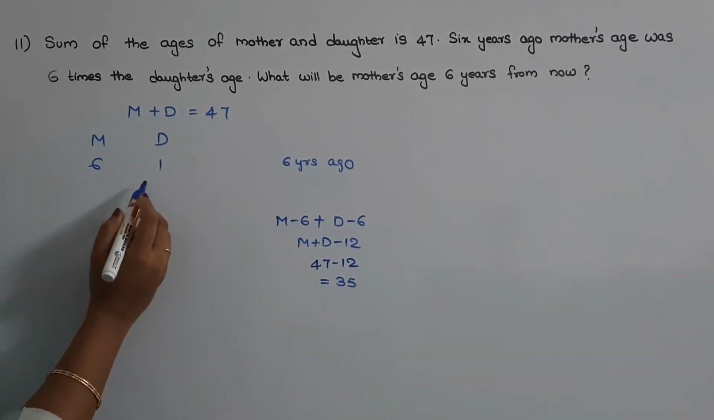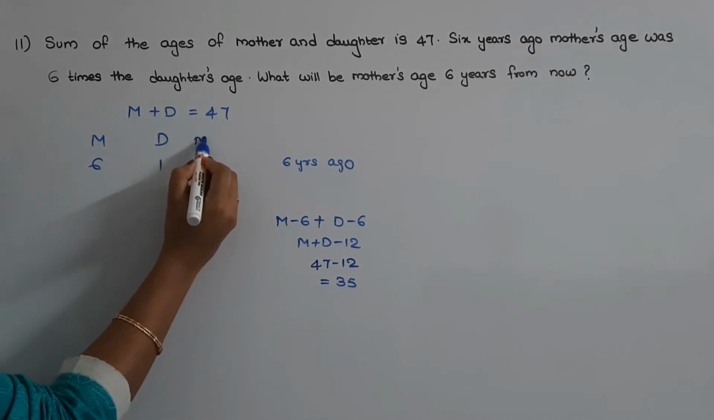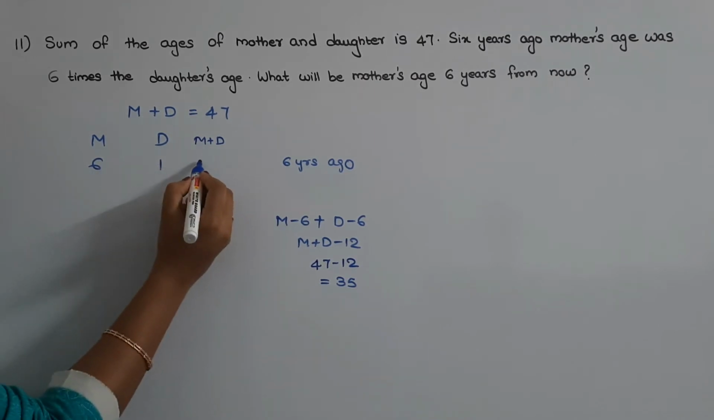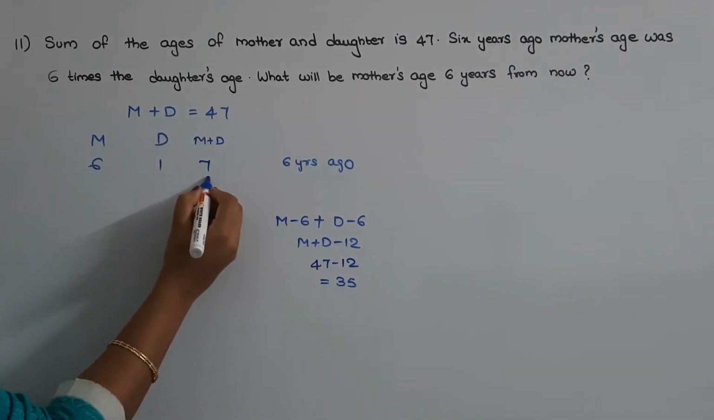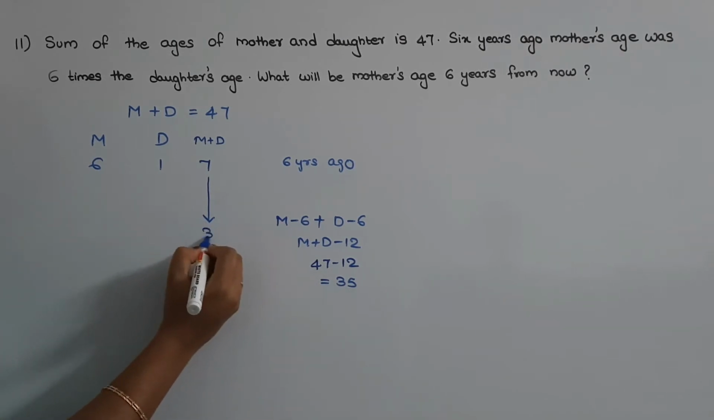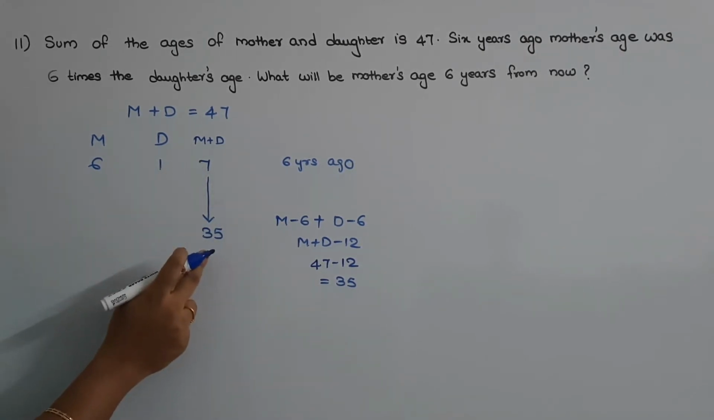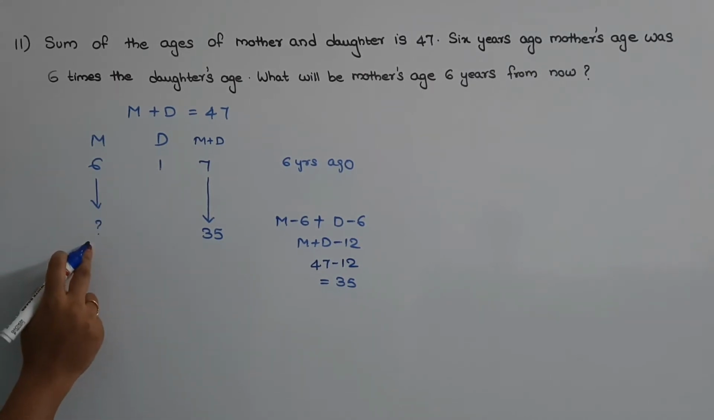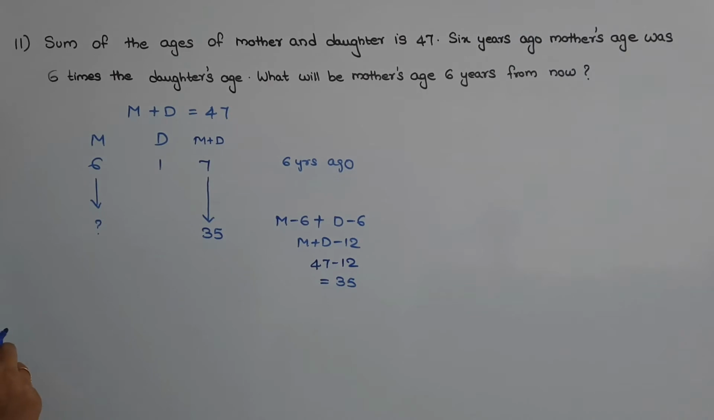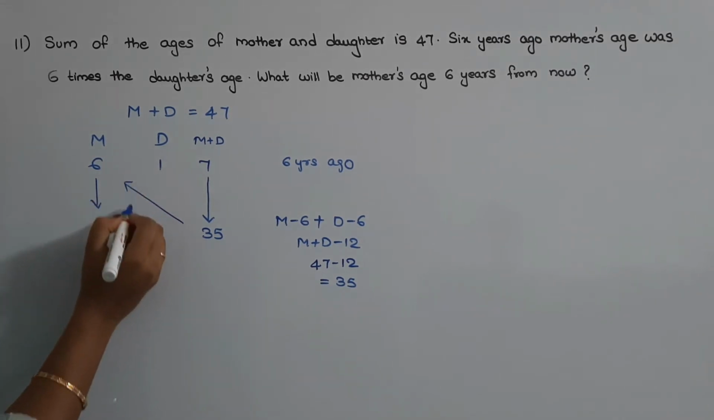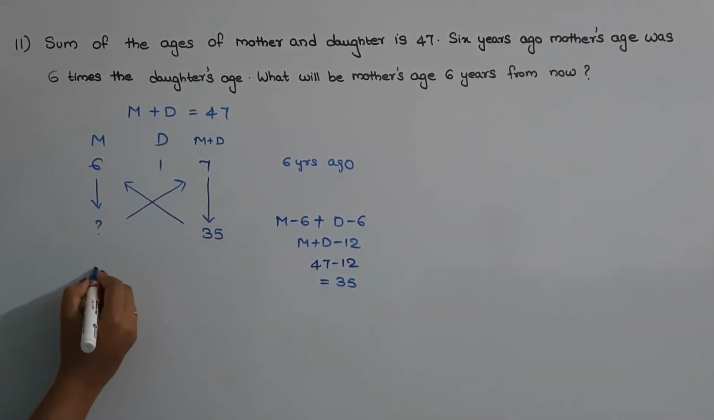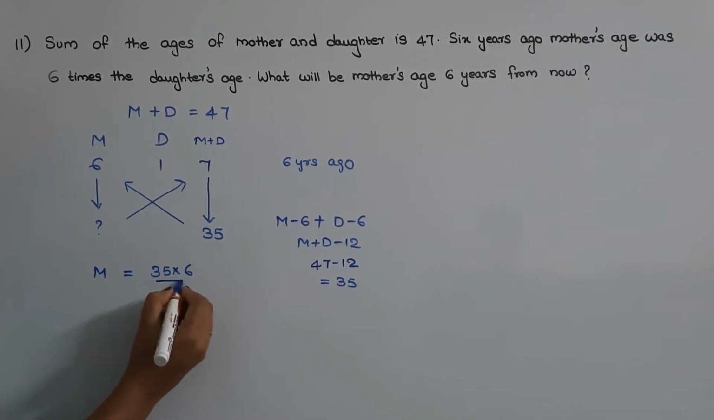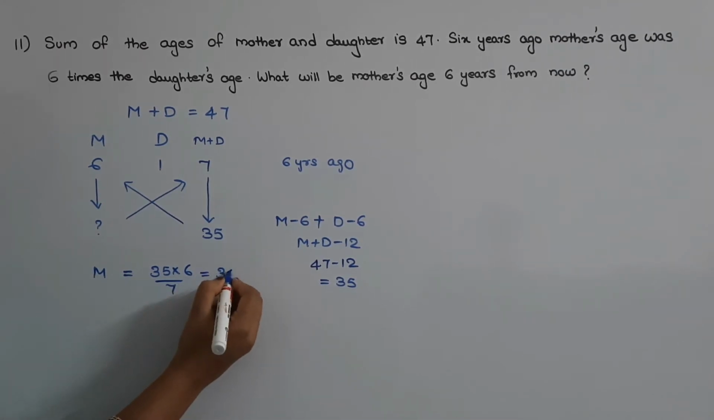Now let us find the sum of the ratios of their ages. The sum of the ratios will be 6 plus 1, that is 7. Now let us represent this 7 as this 35. If 7 can be represented as 35, then how can we represent this 6? On finding this value, we will get the age of mother 6 years ago. This we will get by cross multiplying. So the age of mother 6 years ago would be 35 into 6 divided by 7, that is equal to 30.